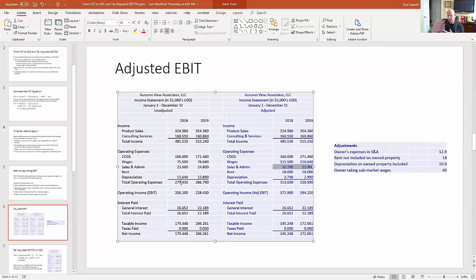And so we have adjustments up and we have adjustments down in this based upon the adjustments we're making, and we end up with a much different EBIT. So our 2019 operating expense before the adjustments was 286.79, and now after the adjustments, the operating expense is 320.99, which then of course gives us the opportunity to create an adjusted EBIT. And the EBIT was 228.45 before the adjustments, and it's adjusted down to 194.25.